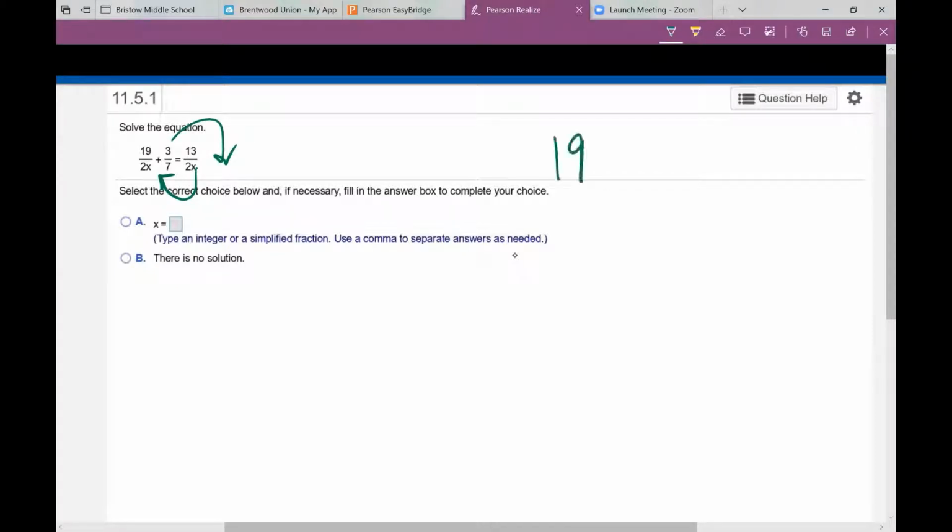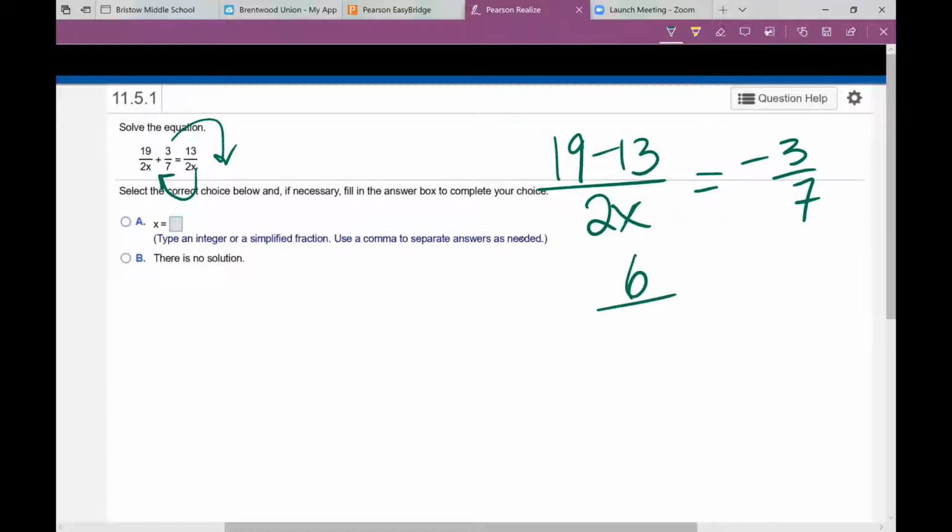So my problem now becomes 19 minus 13, all divided by 2x, which I'm allowed to do because those have a common denominator. And if I move over the 3/7, it will become negative 3/7. So I will be left with 6 over 2x if I simplify the fraction on the left. And I could simplify that even more and make it 3 over x, but I'm going to leave it as is because I have more work to do anyway.